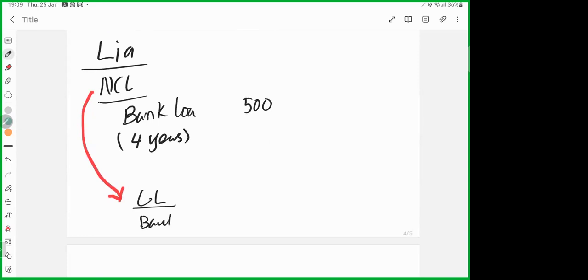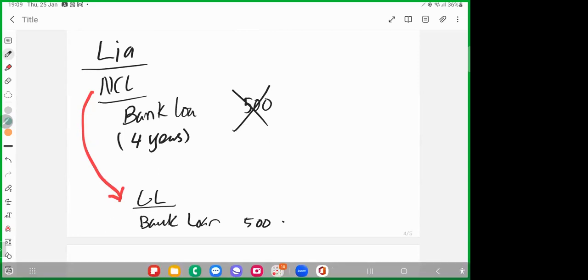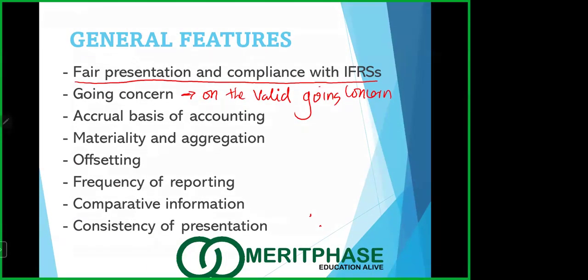So your bank loan will be reclassified here. You have to review and find out whether the continuity assumption is valid or not. If the continuity assumption is valid, no problem, just prepare the financial statements as they are. But if the continuity assumption is not valid, then you have to reclassify the financial statement. Now, what are the indicators? How do we know the business is struggling or the business is having going concern problems? What are the indicators?